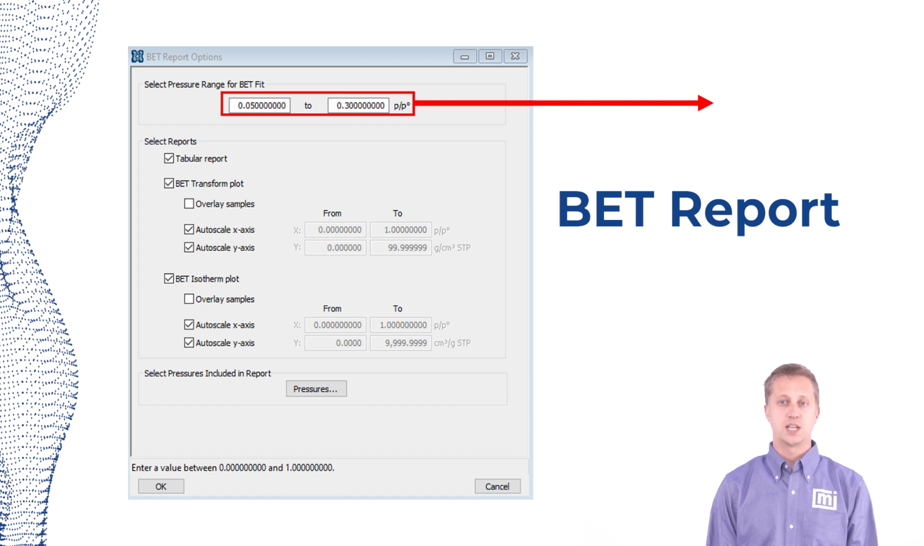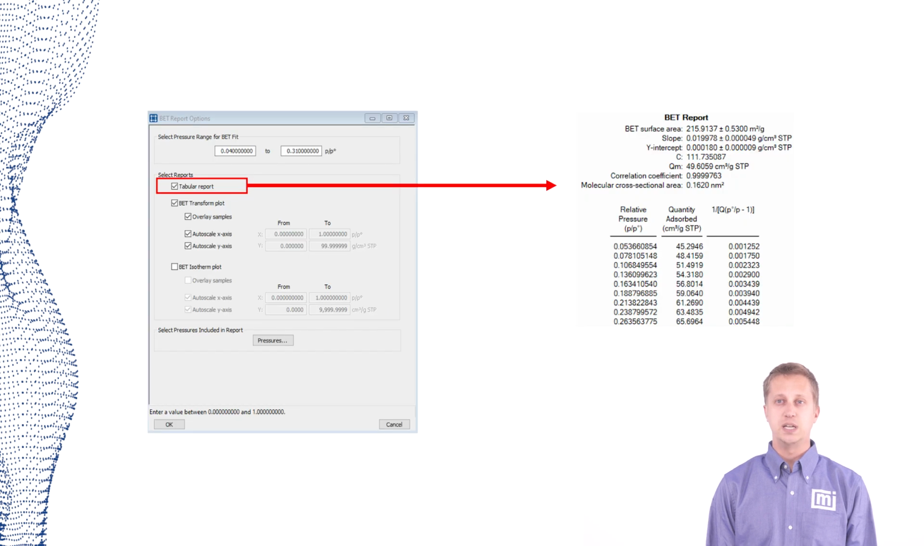At the bottom, there's a tab for pressures, and this will allow you to exclude individual points from your best fit range after you've collected the data. The tabular BET report shows relative pressure, quantity adsorbed, and then the y-axis of the BET plot. It also shows BET surface area, slope, y-intercept, C-value, monolayer coverage, correlation coefficient, and the molecular cross-sectional area of your adsorbing molecule.